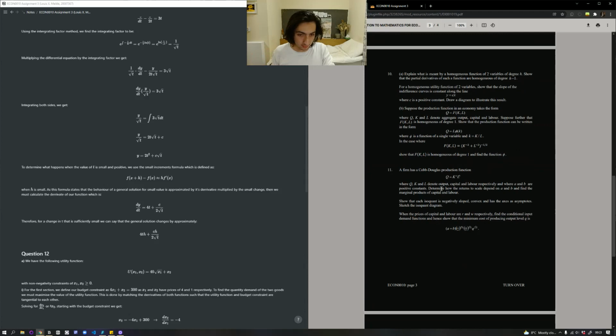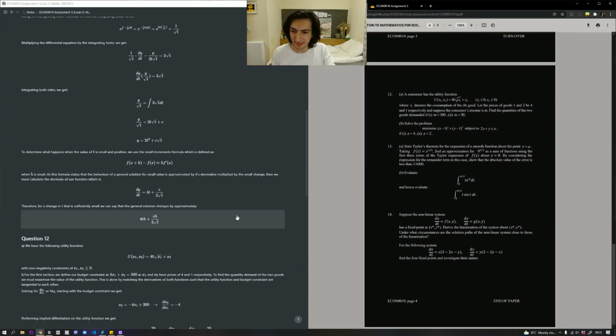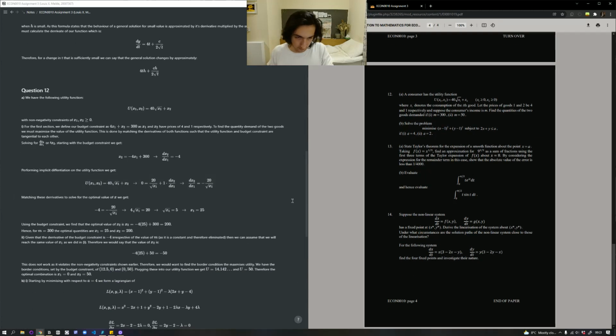Right, for number 12. Number 12 was the first one I did because I just liked it. It was easy. So for any optimization of a utility function, we need to find points where the budget constraint is tangential to the utility function. This is what you guys should know at this point.